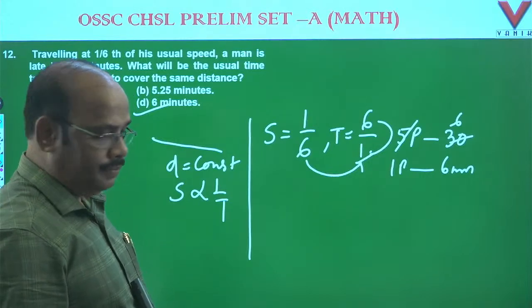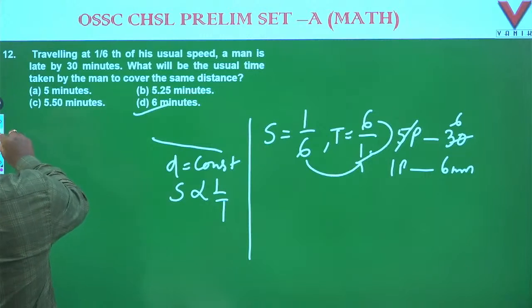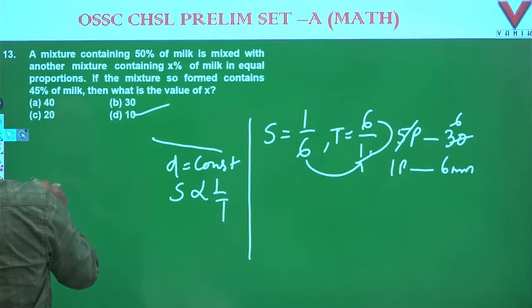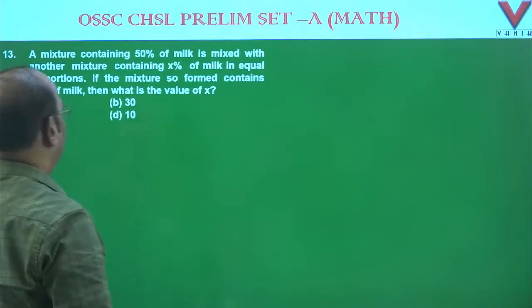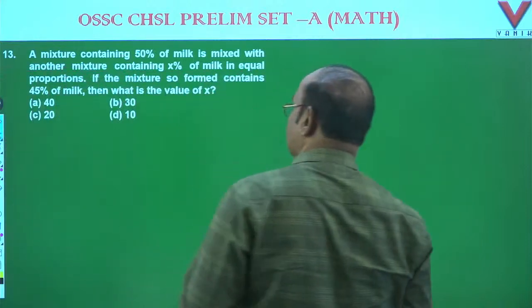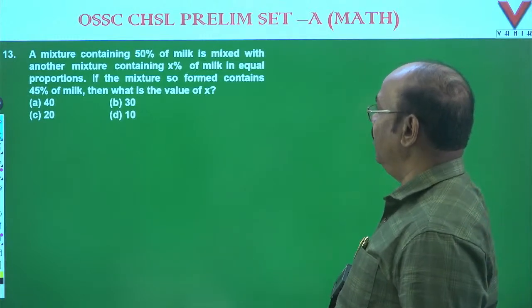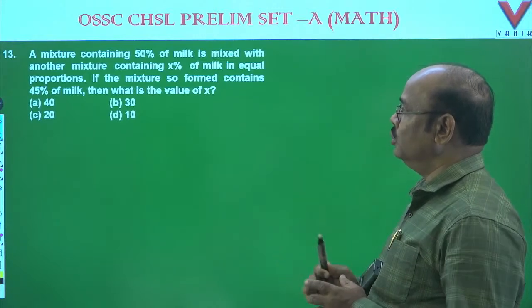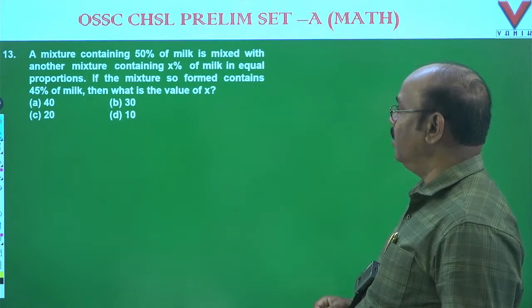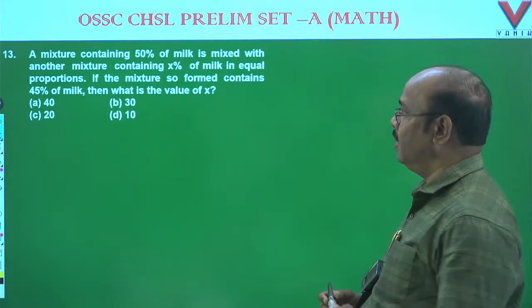Next question. Question number 30. A mixture containing 50% of milk is mixed with another mixture containing X% of milk in equal proportions, meaning quantity 1:1. If the mixture so formed contains 45% of milk, then what is the value of x? That we have to solve by allegation.